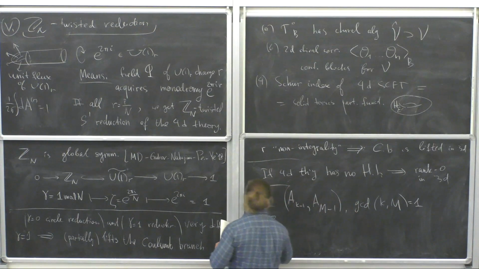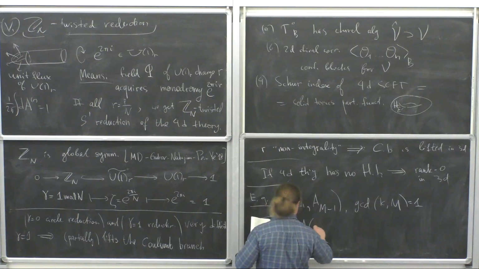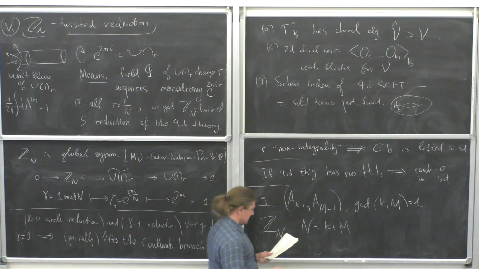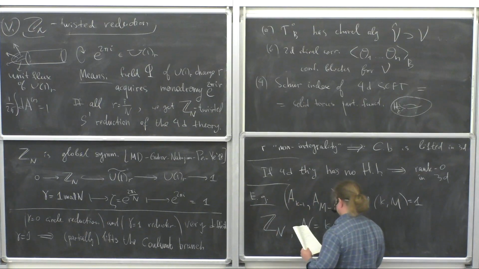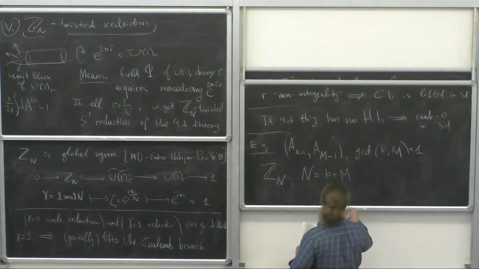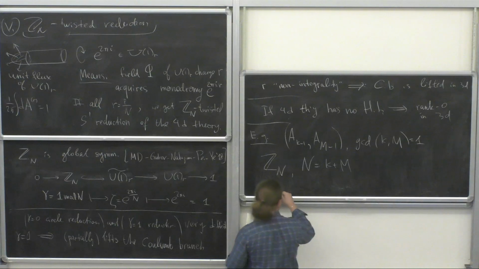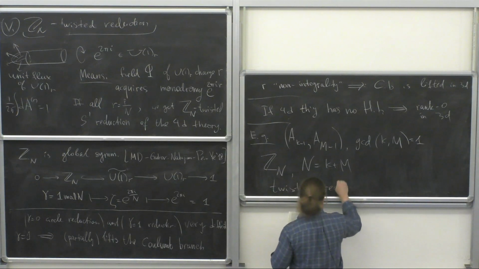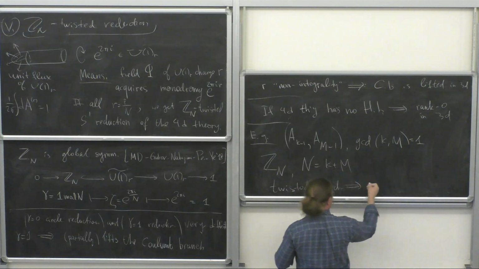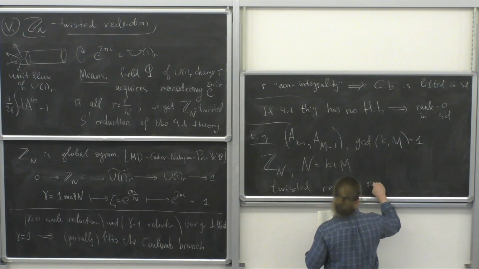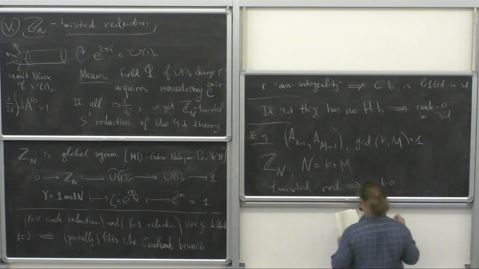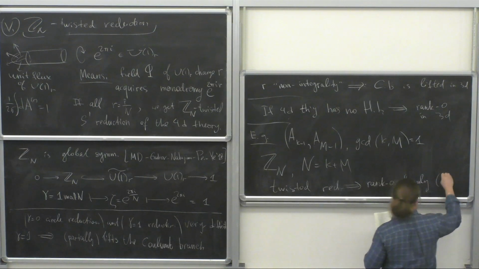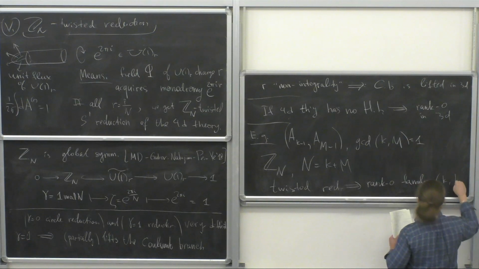So they have Zn global symmetry with n equal to k plus m. So a twisted reduction of such theories is going to lead to some family of rank 0 theories labeled by k and m.